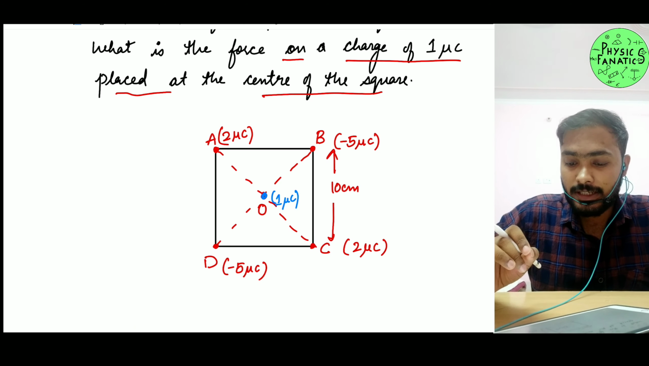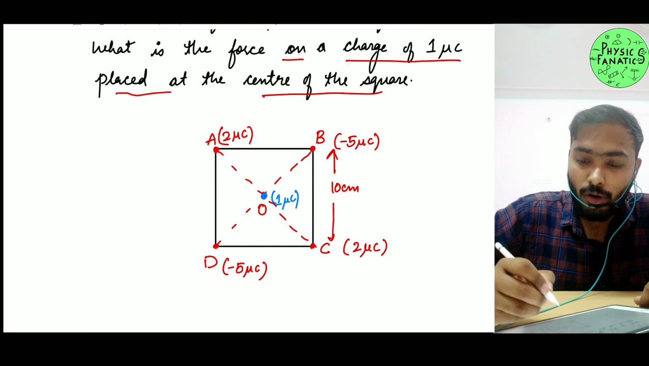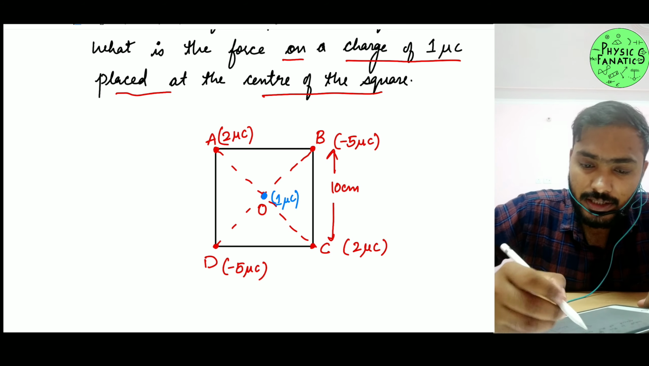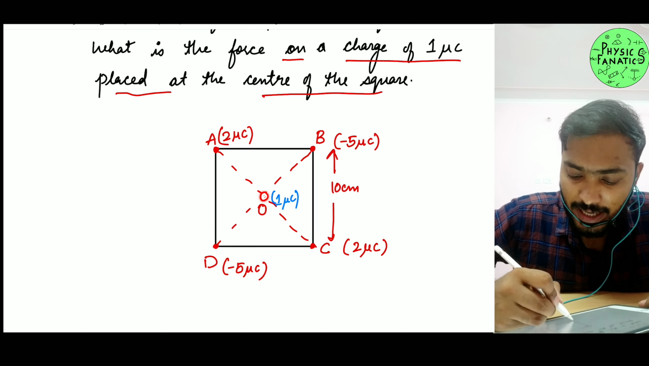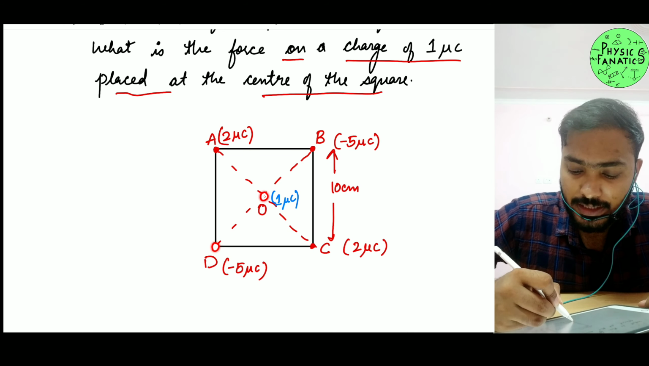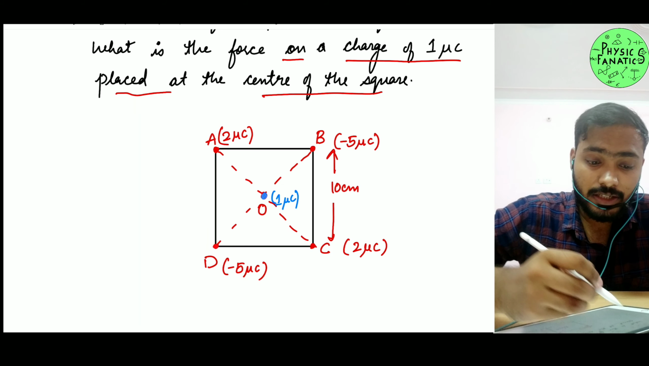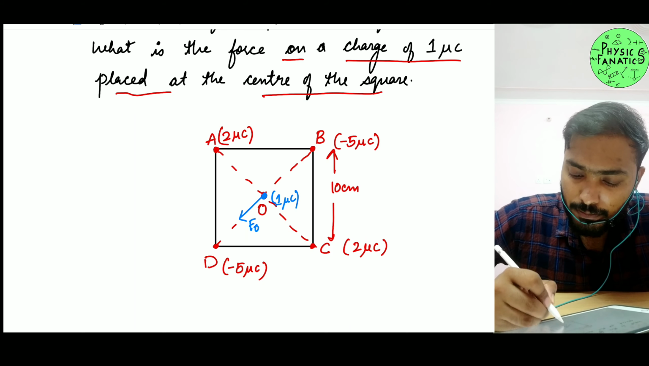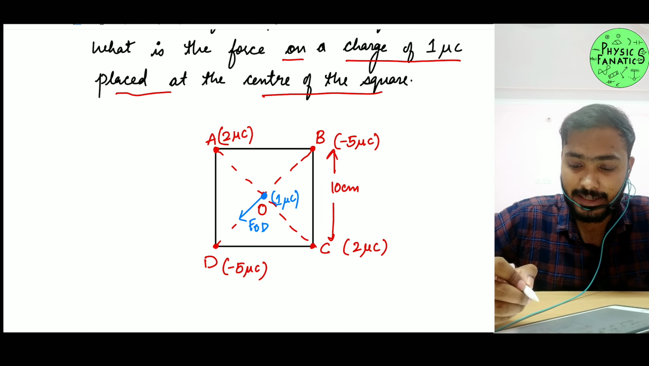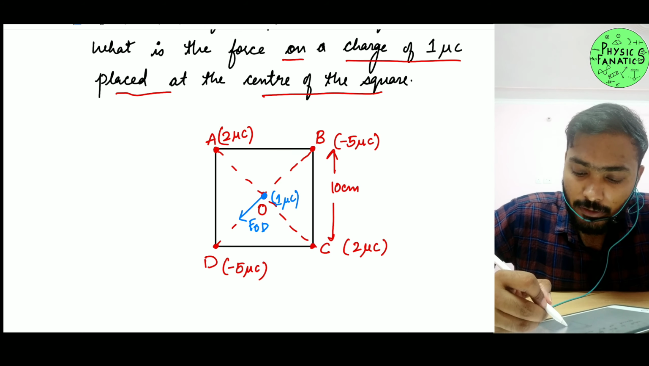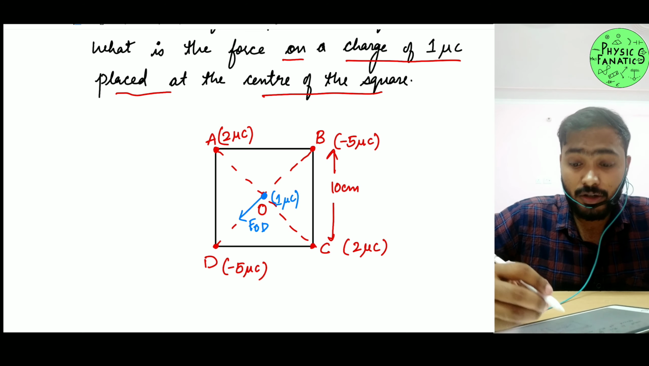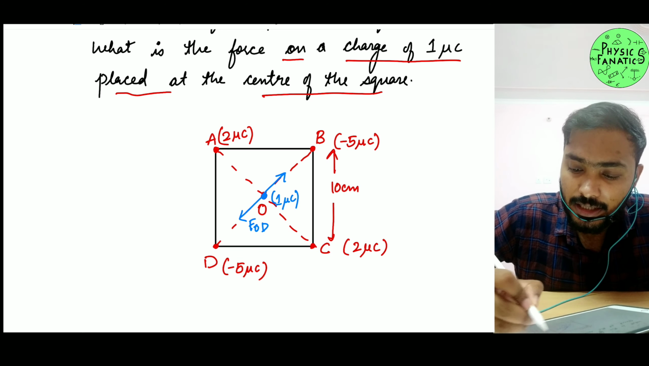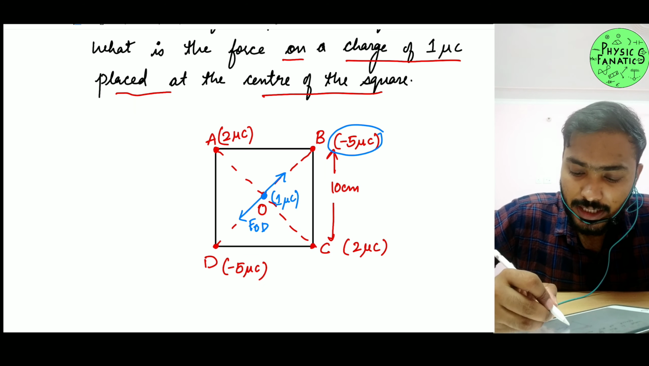Now a few things we have to find out. You can see this is a positive charge and this is a negative charge. Because of these two charges there will be a force of attraction, so I can draw it here. This is the force on O because of D. Now the force on O because of B will be in this direction, because your B charge is negative in nature. So this will be the force on O because of B.